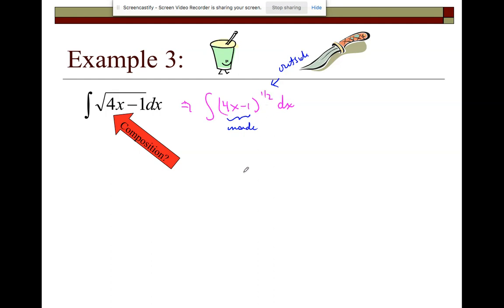Power of 1/2. So u is going to be my inside function. Du dx is going to be 4. Multiply both sides by dx. Pause. Get out your highlighter. U is 4x minus 1. Du is 4 dx.